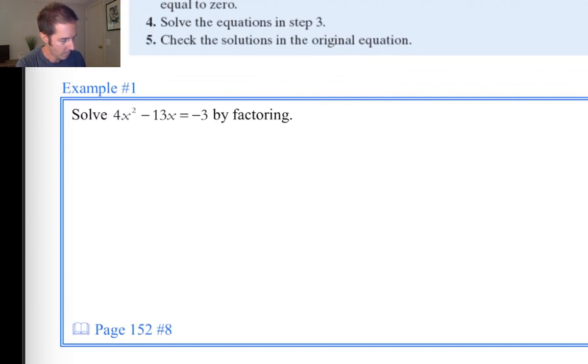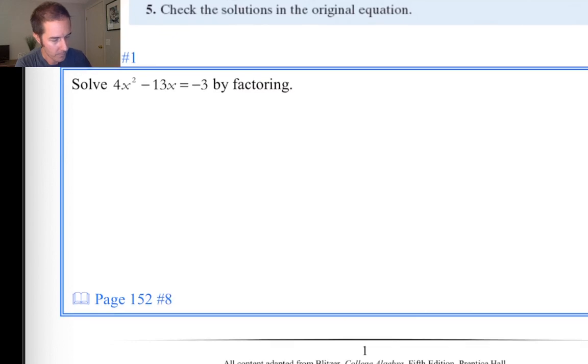This problem involves a quadratic equation, but it's not set equal to 0 just yet. So let's do the first step and set it equal to 0. So we'll keep the 4x squared minus 13x. We'll add 3 to both sides so that it's equal to 0.